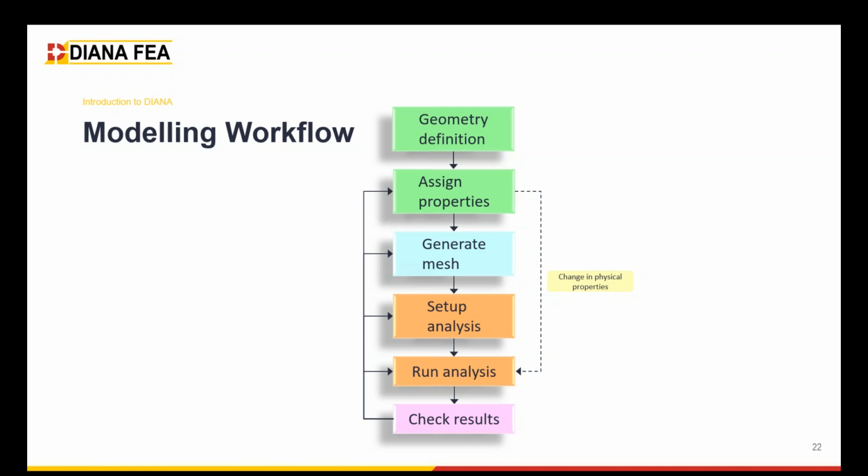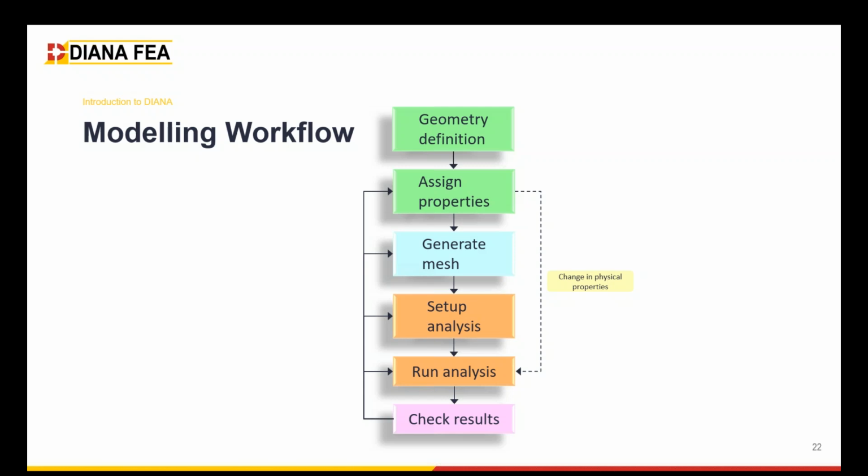Once all the properties have been assigned to your geometry, then you generate the mesh. Then your finite element model is basically there. And then you set up the analysis and tell Diana what to do with this finite element model, what kind of analysis and what kind of output you want to see. You run the analysis. Automatically at the end of the analysis, if the analysis has been performed without any issue, automatically the results are loaded to the graphical user interface, and then you can check your results.